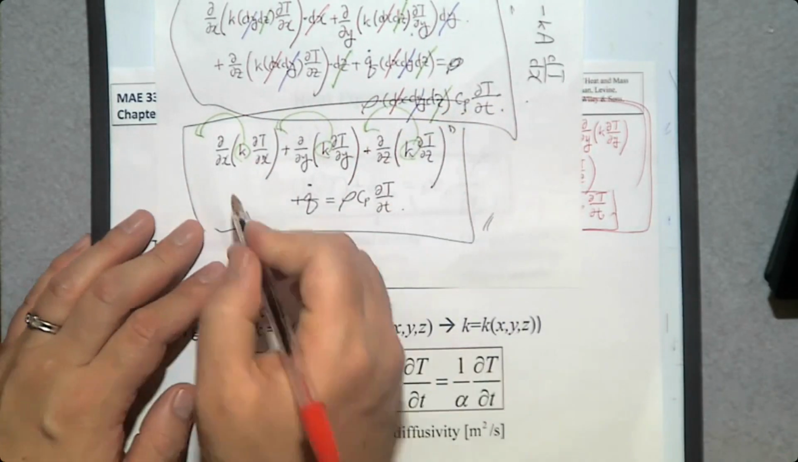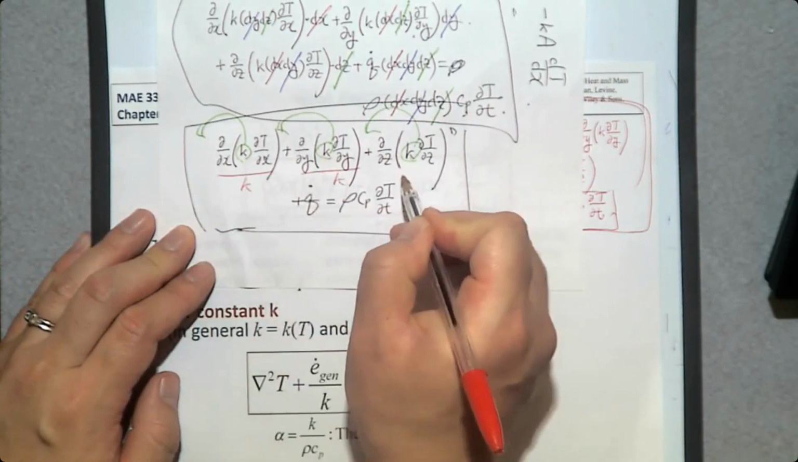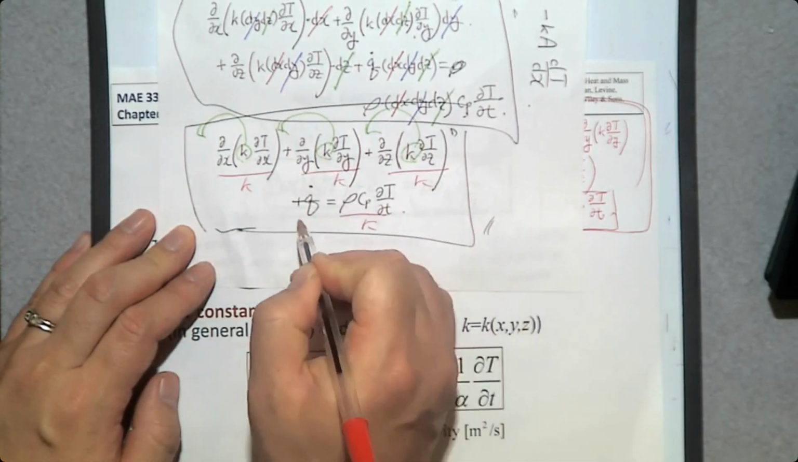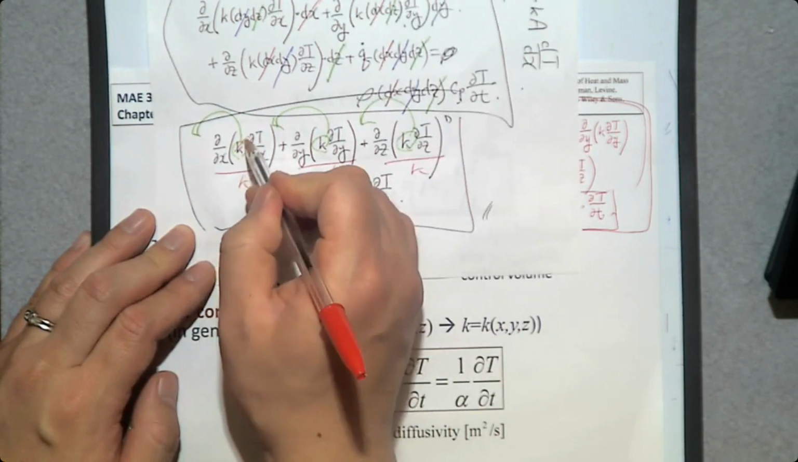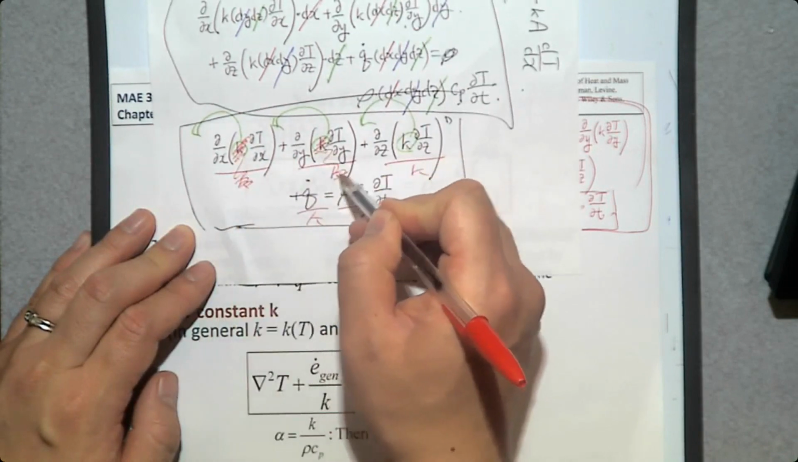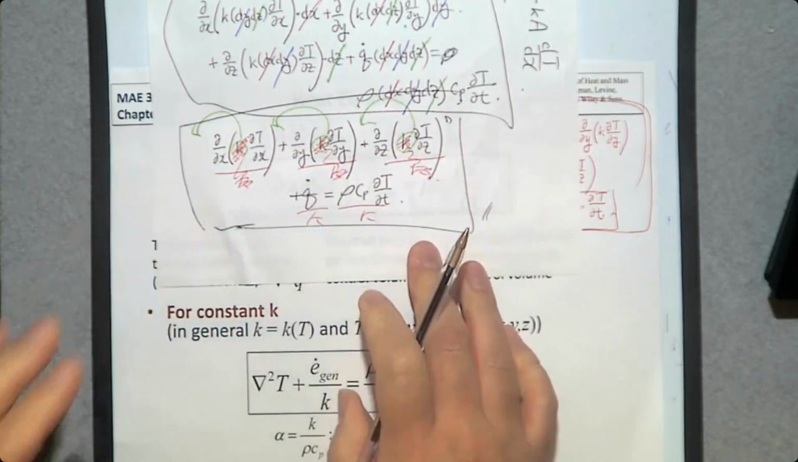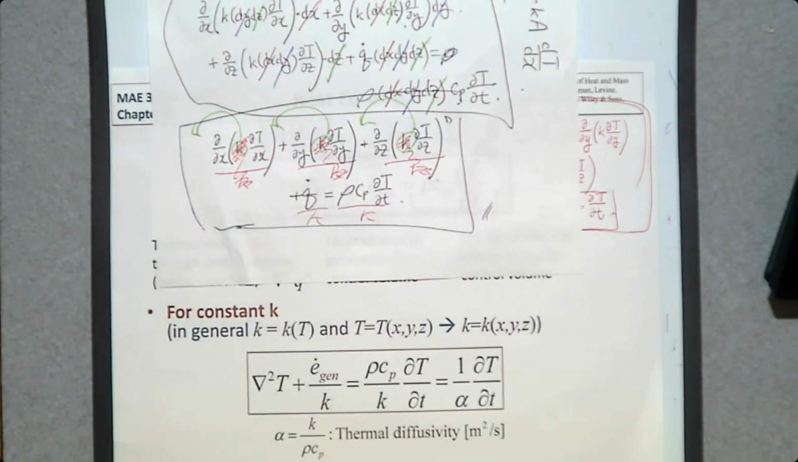Then can we divide by k? Yes. Then what happens? You can just get rid of this k, get rid of this k, get rid of this k. Then what is rho Cp over k? Oh, there's nothing like rho Cp over k. But there's one thing, k over rho Cp.